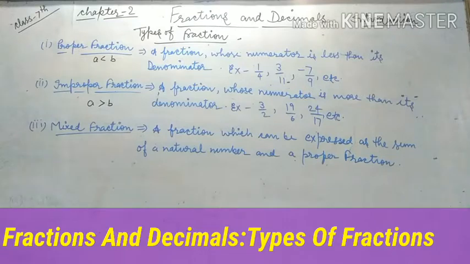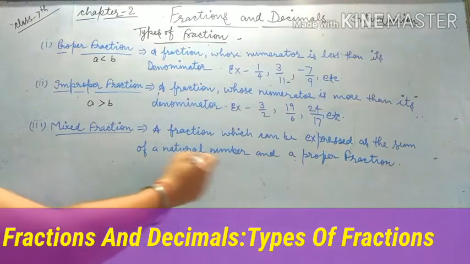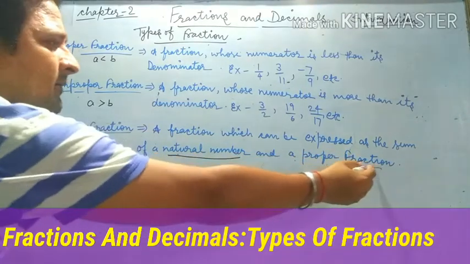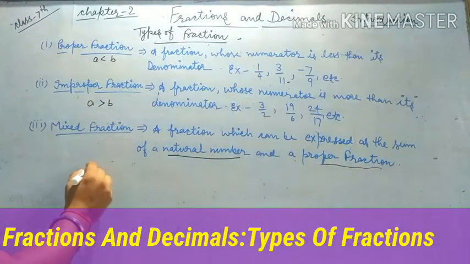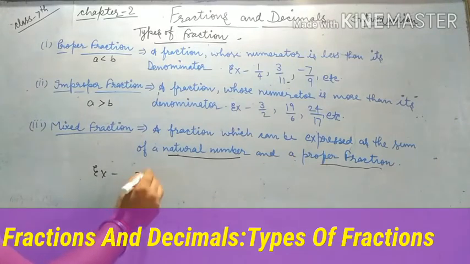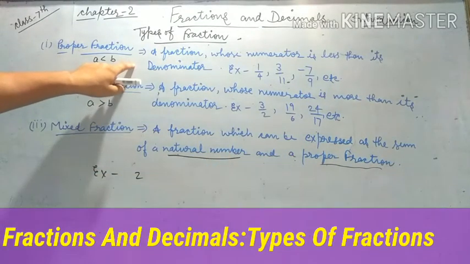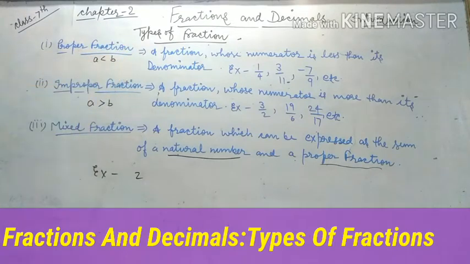So a mixed fraction has two parts: one natural number and a proper fraction. Suppose we want to write an example of a mixed number, then we write 2. And as you know, 2 is a natural number, a counting number: 1, 2, 3, 4, 5. And a proper fraction, meaning whose numerator is less and denominator is greater. So 1 upon 5. This is the natural number and this is the proper fraction.